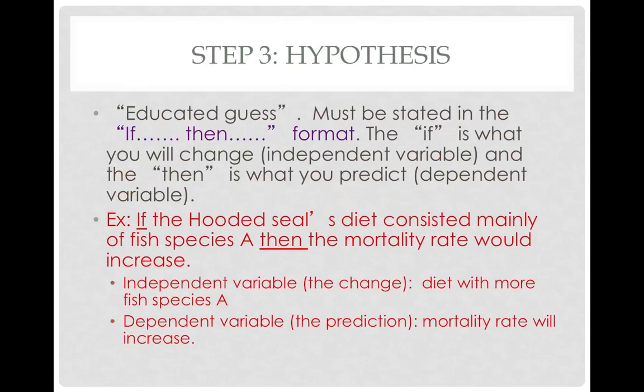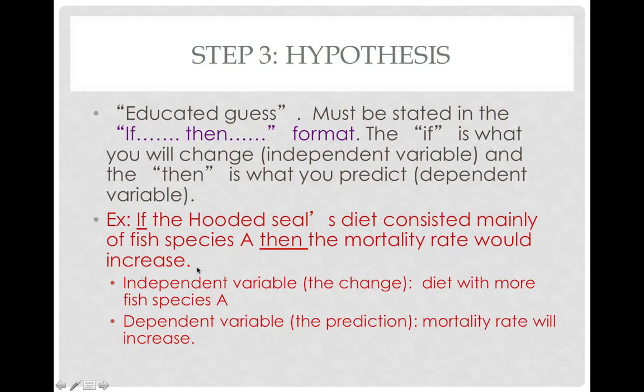So these educated guesses, these hypotheses, must be stated in a particular format. It has to be in the if-then format, which you see in purple right here. The if-then format. What comes after the if is what you will change, which we call the independent variable. And what comes after the then is what you predict will happen because of that change, and that's the dependent variable. So let's look at the example. If the hooded seal's diet consisted mainly of fish species A, then the mortality rate would increase.